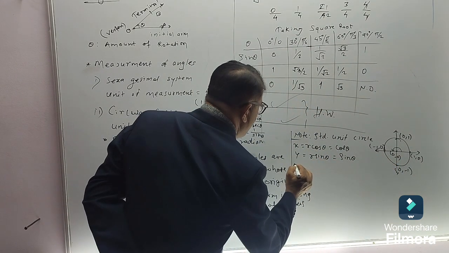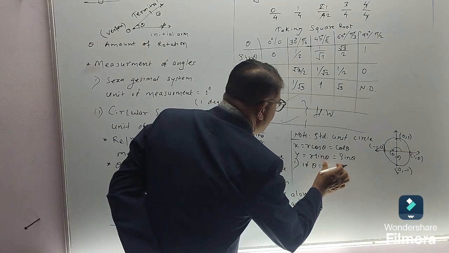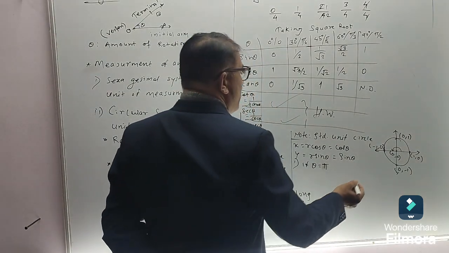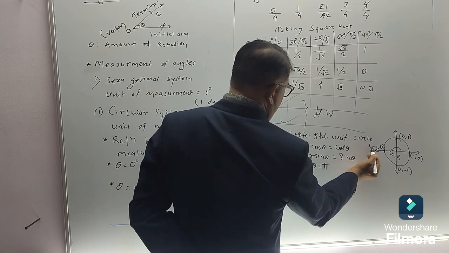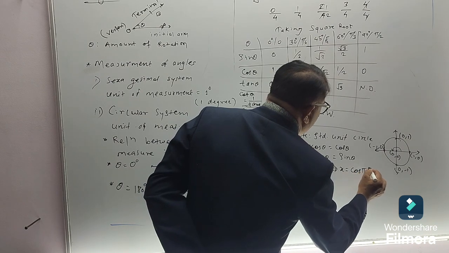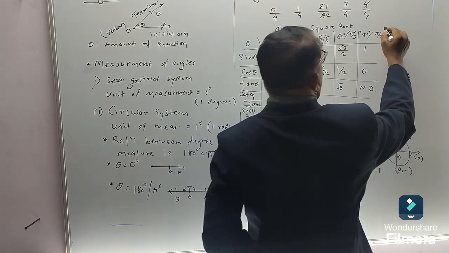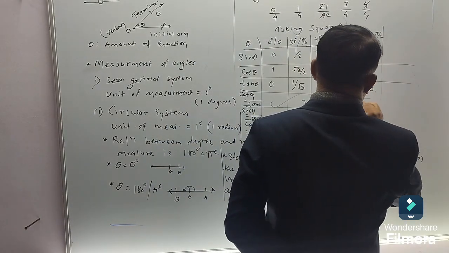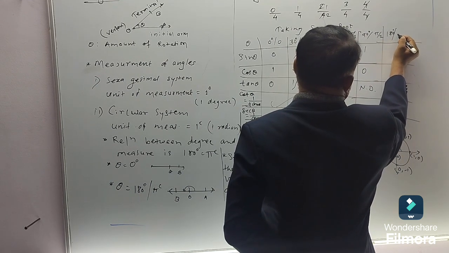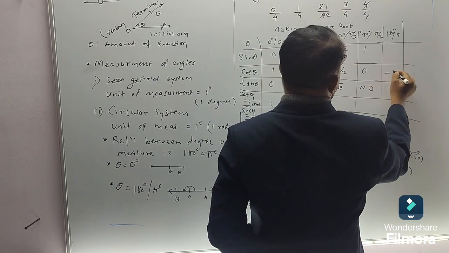Case 1: if theta is pi radian, then here x is minus 1. It implies x means cos theta, so cos pi is equal to minus 1. Cos of 180 degrees, meaning pi radian, is minus 1.